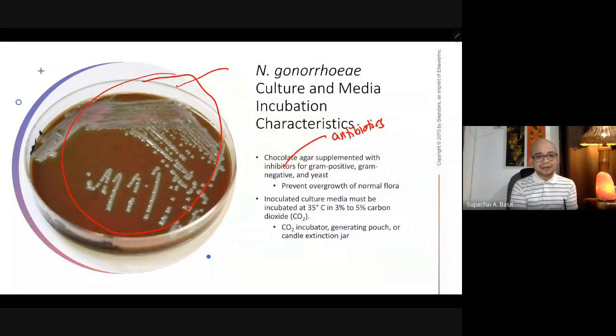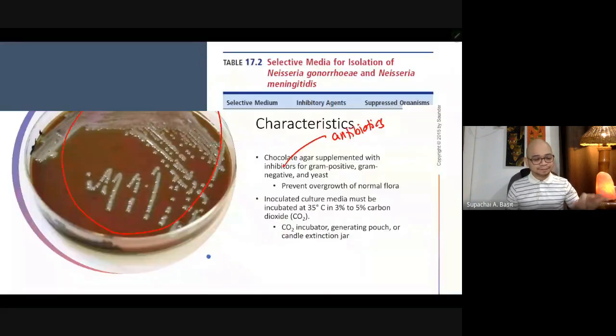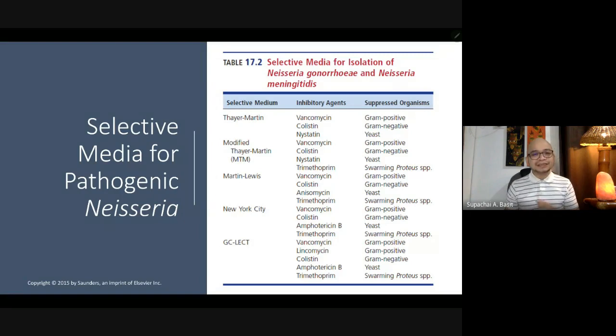So a CO2 incubator, or you can generate it using a pouch or candle extinction jar. So either use a CO2 packet or a candle jar. This table is very important. Okay, so I want you to study this table. This table will tell us what are the different culture media that we can use for the culture of both Neisseria gonorrhoeae and Neisseria meningitidis.